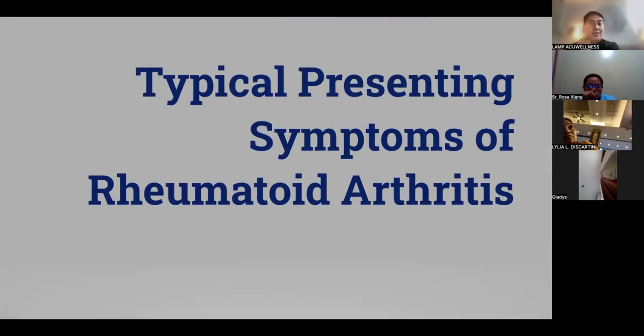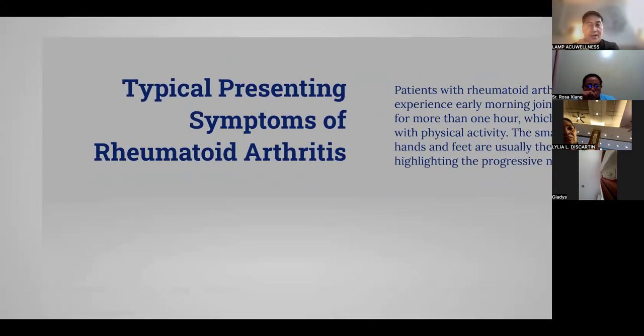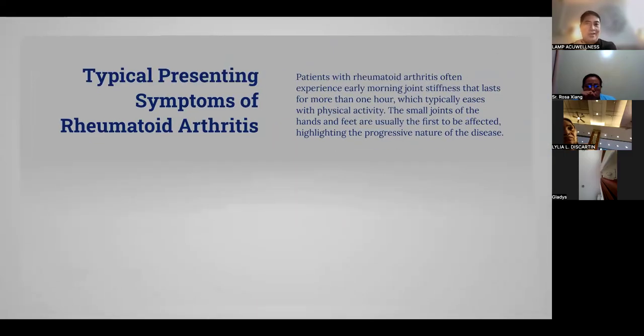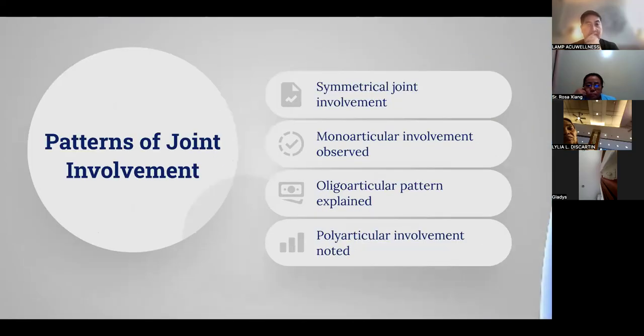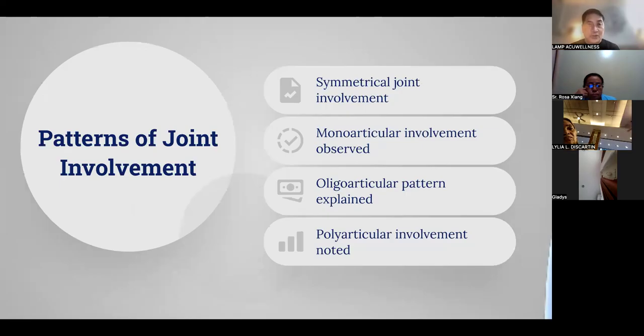So, what are the typical presenting symptoms of RA? Yung pag unang tingin mo pala, alam mo na RA na kaagad, no? So, they experience early morning weakness that lasts for more than 1 hour and which typically eases with physical activity. The first to be affected are the small joints of the hands and feet, highlighting the progressive nature of the disease.